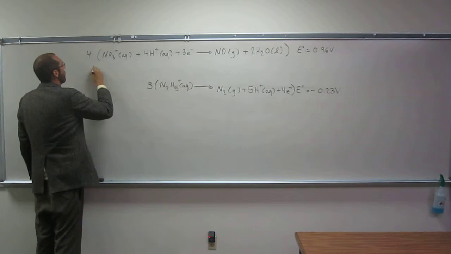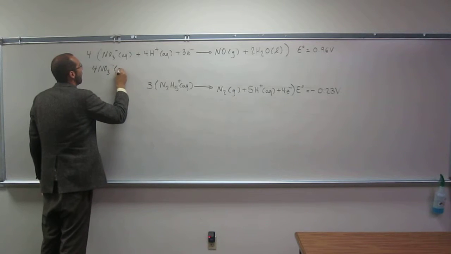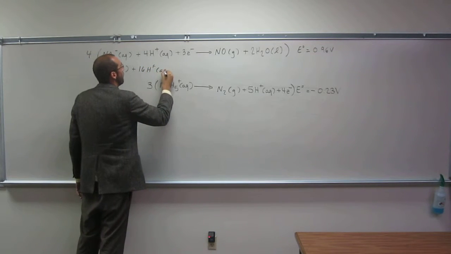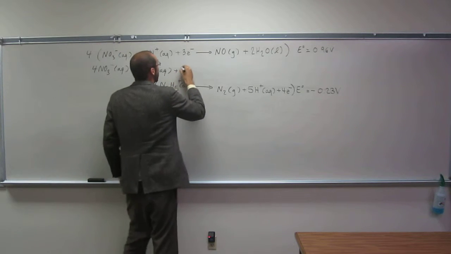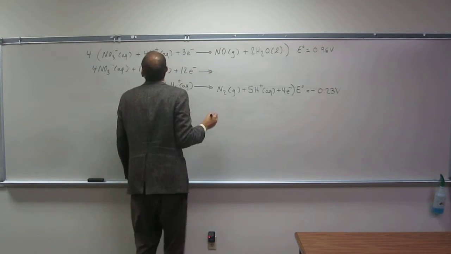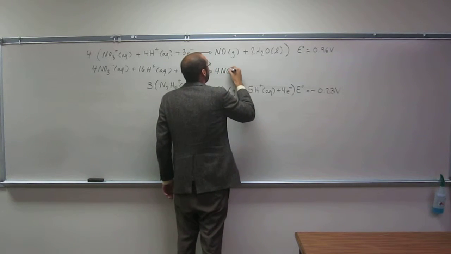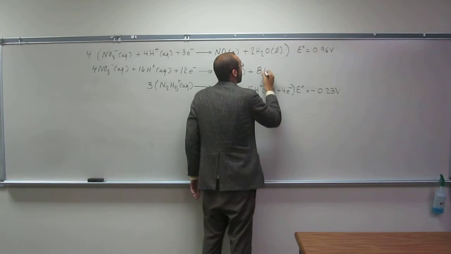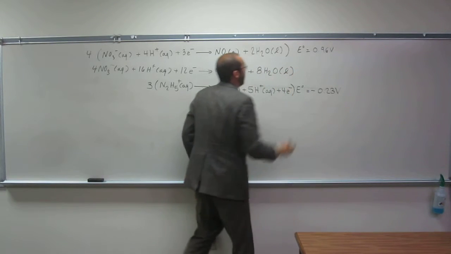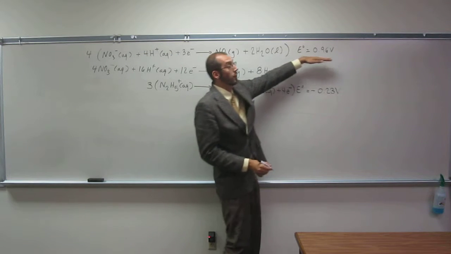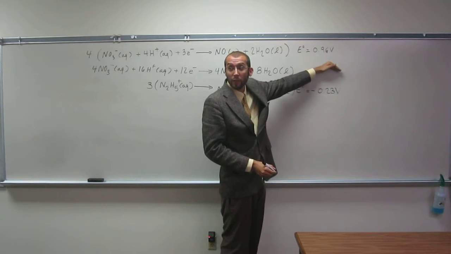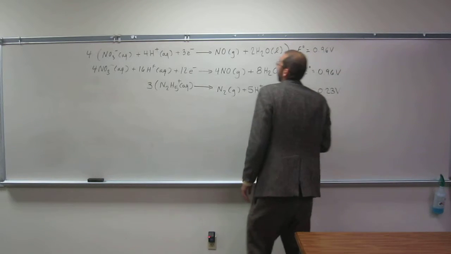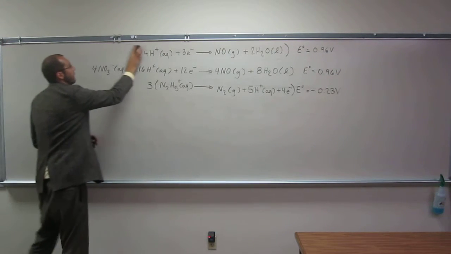Okay, so when we do that, we should get 4 nitrate plus 4 times 4 is 16 protons. 4 times 3 is 12 electrons. 4 times 1 is 4. 4 times 2. Okay, and when we do that, we're going to multiply this times 4 as well. It's the same potential, okay? So 4 like that. Okay, so I'm going to erase this top equation.